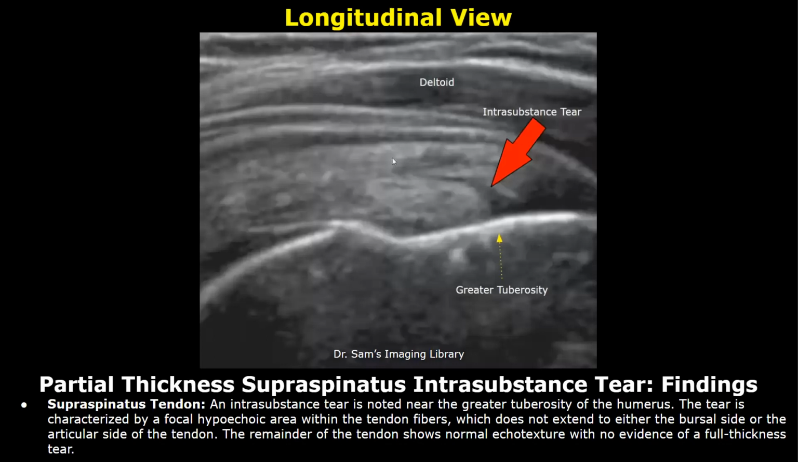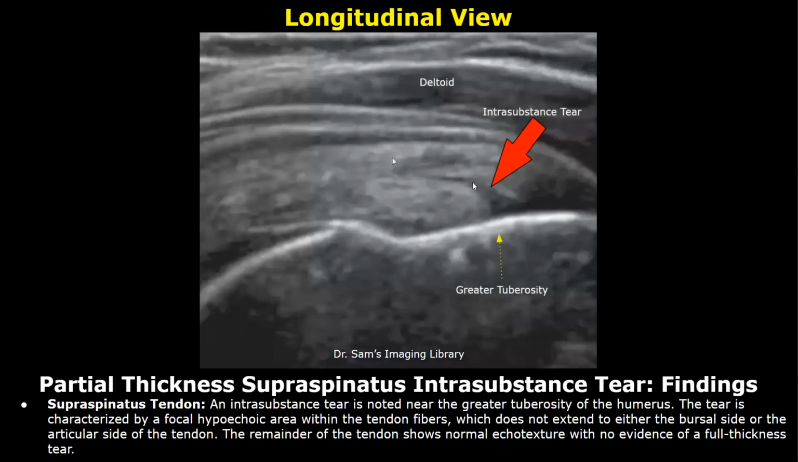This is an intrasubstance partial thickness supraspinatus tear. These are the findings in the supraspinatus tendon. An intrasubstance tear is noted near the greater tuberosity of the humerus.